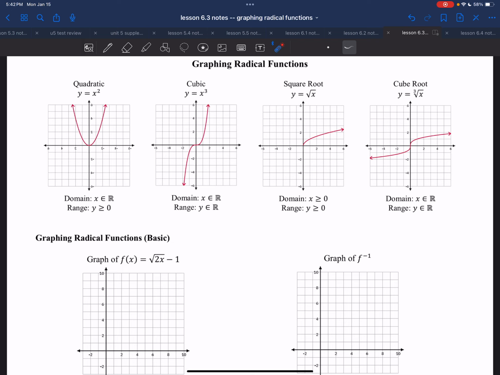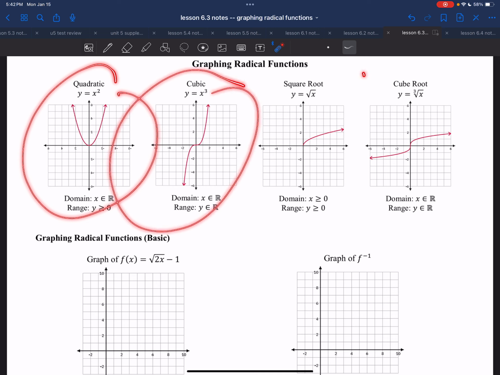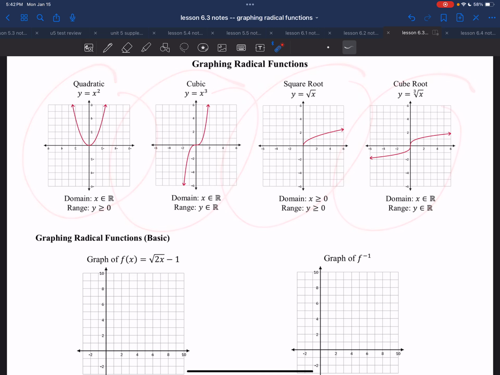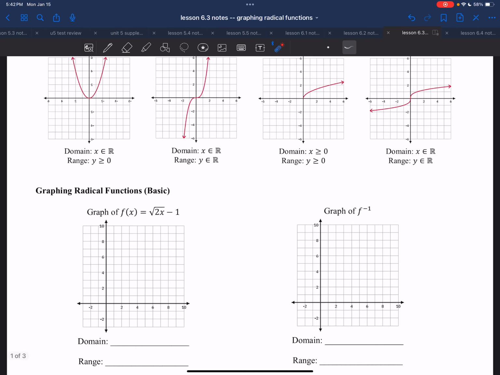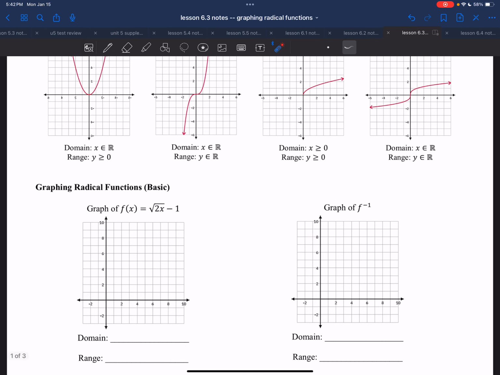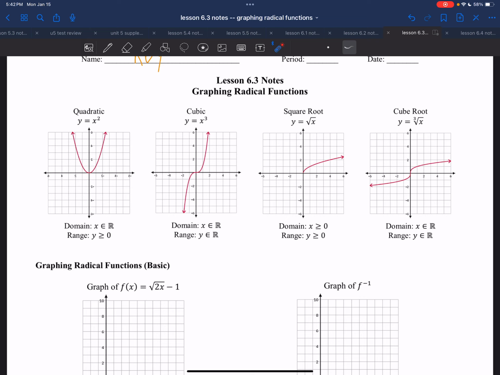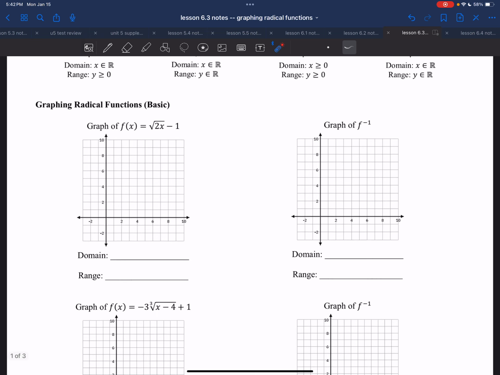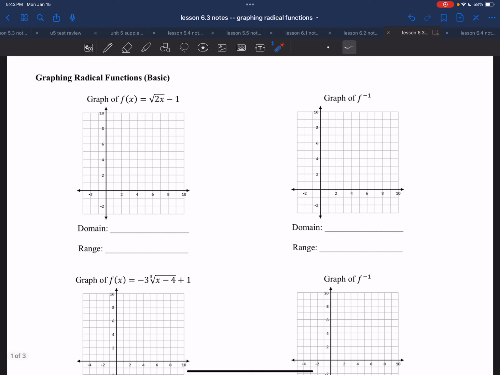At the top of this paper, I have the four main parent functions you're going to want to know for this lesson: quadratic, cubic, square root, and cube root. We're mostly focusing on the radical functions, square root and cube root, but we are going to be required to graph their inverses. And there's that relationship between cubic and quadratic when you take the inverse of those square root and cube root functions. Let's go ahead and get started.